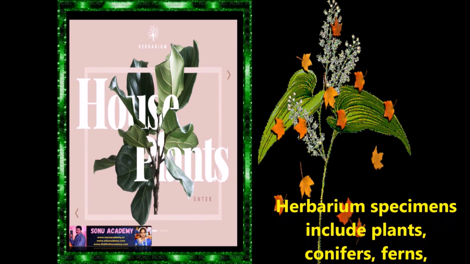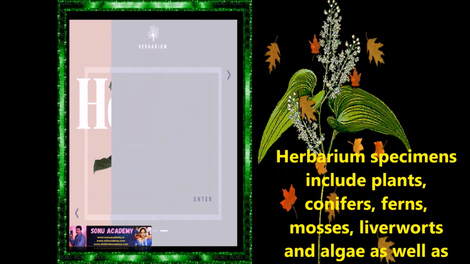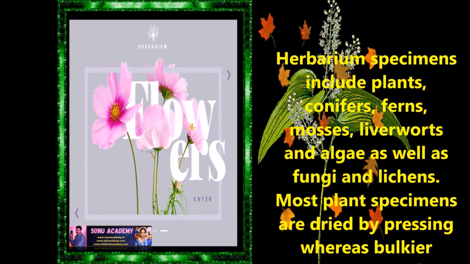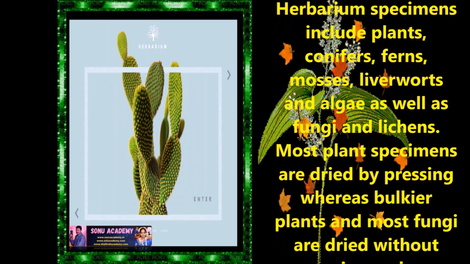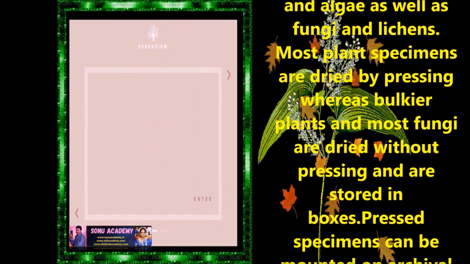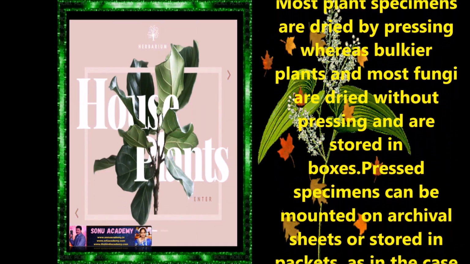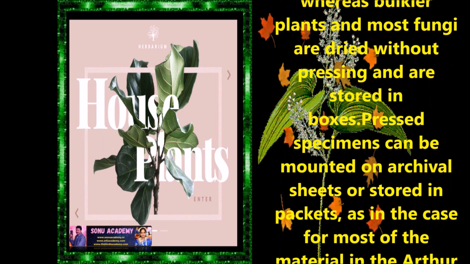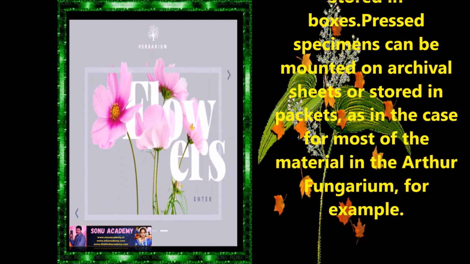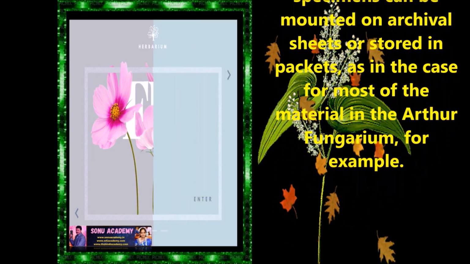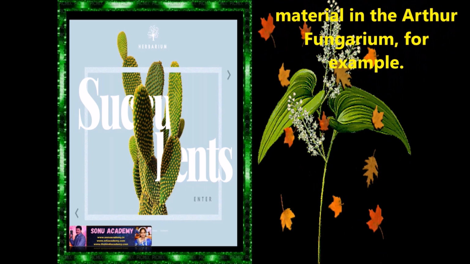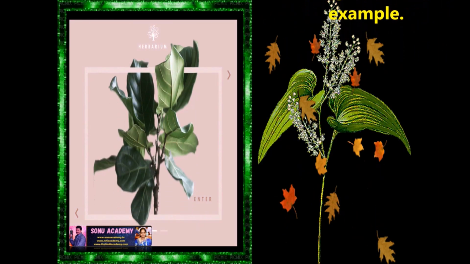Herbarium species include plants, conifers, ferns, mosses, liverworts, and algae, as well as fungi and lichens. Most plant specimens are preserved by pressing, whereas bulkier plants and most fungi are dried without pressing and are stored in boxes. Pressed specimens can be mounted on archival sheets or stored in packets, as in the case of most of the material in the fungarium, for example.